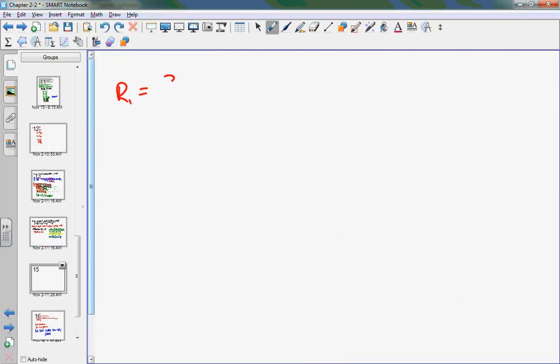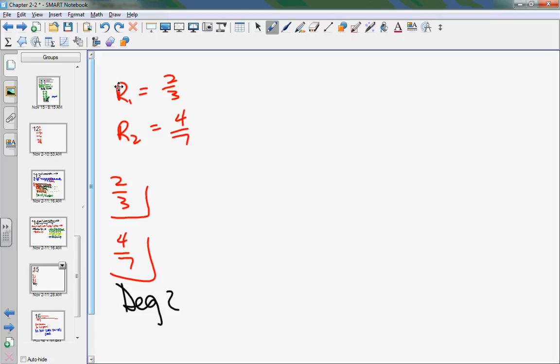So root 1 is going to be 2/3, and root 2 is going to be 4/7. So you do synthetic division of those two values. When you do that, you're going to come up with something that's degree 2. Now, what are my other two roots? Imaginary. So how do I get my other two roots that are imaginary? X equals negative b plus or minus square root of b squared minus 4ac, all over 2a.